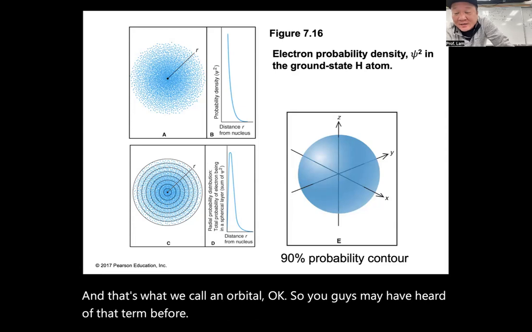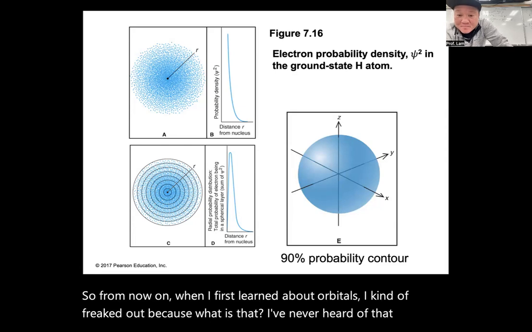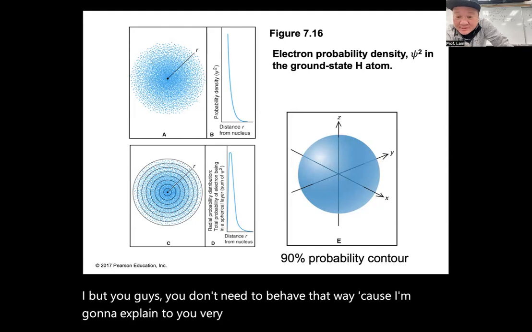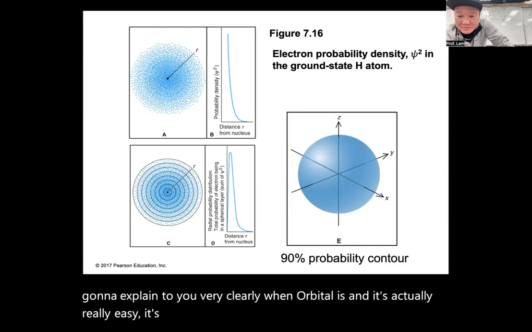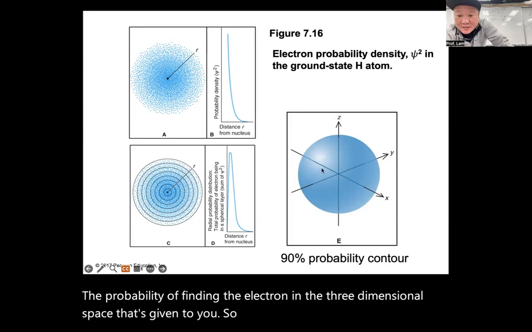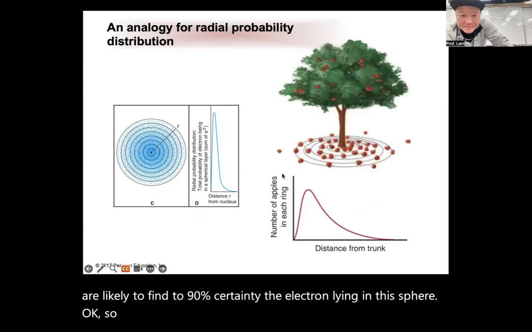When I first learned about orbitals, I kind of freaked out because I was like, what is that? I've never heard of that before. But you guys don't need to behave that way, because I'm going to explain to you very clearly what an orbital is. And it's actually really easy. It's just the probability of finding the electron in the three-dimensional space that's given to you. So here, this orbital is spherical, and you are likely to find, to 90% certainty, the electron lying in this sphere. Okay, so that's what the orbital is.